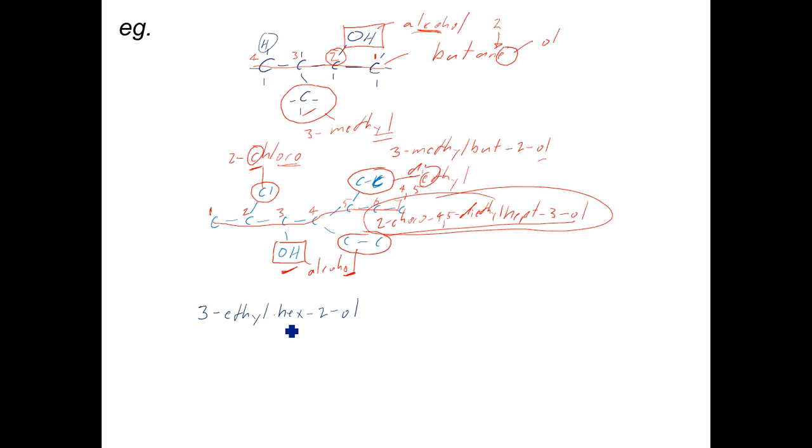Let's start with the parent chain. We have 6 of them. Hex is the organic prefix for 6. So we'll draw our 1, 2, 3, 4, 5, 6. We have an alcohol on carbon number 2. So let's start counting from the left-hand side, carbon 1, carbon 2. So here, I'm going to put the OH. This is carbon 3, 4, 5, and 6. And on our carbon number 3, we have an ethyl. 1, 2, 3. So we're going to have an ethyl here.